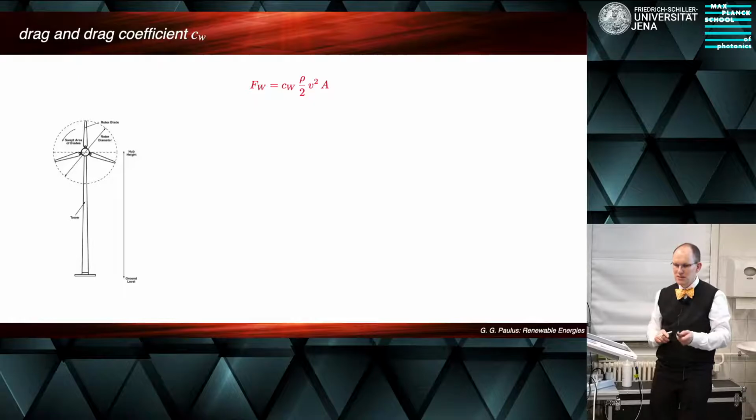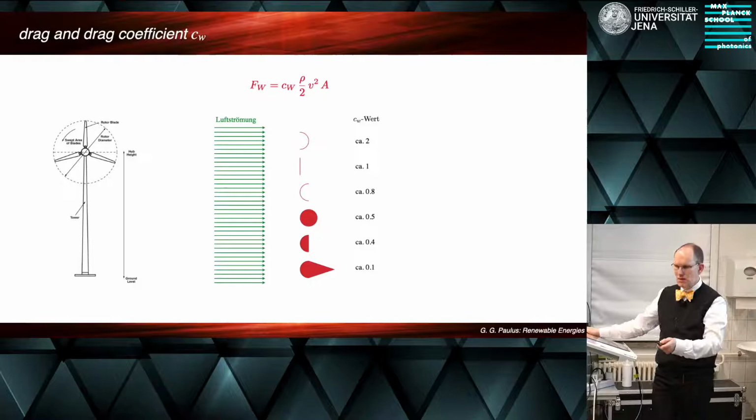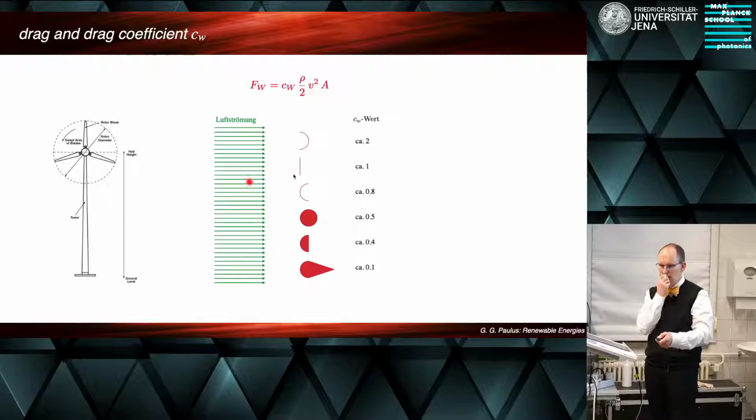This is a windmill. And now a few test bodies, test shapes for air drag. The CW value for a sphere is approximately 0.5. Half a sphere is a little bit better, right? 0.4. This drop-like shape, 0.1, but to the other extreme, if I just take a plate, then it's approximately 1, and this crazy thing would be 2.